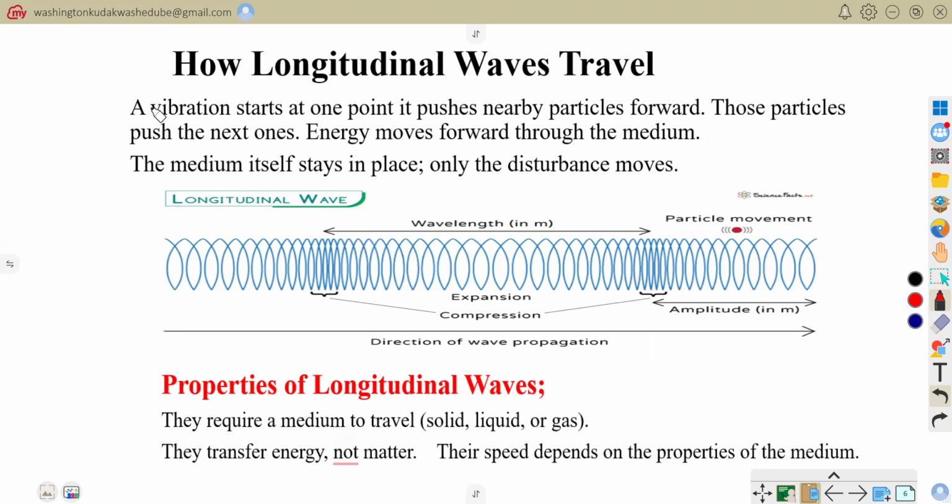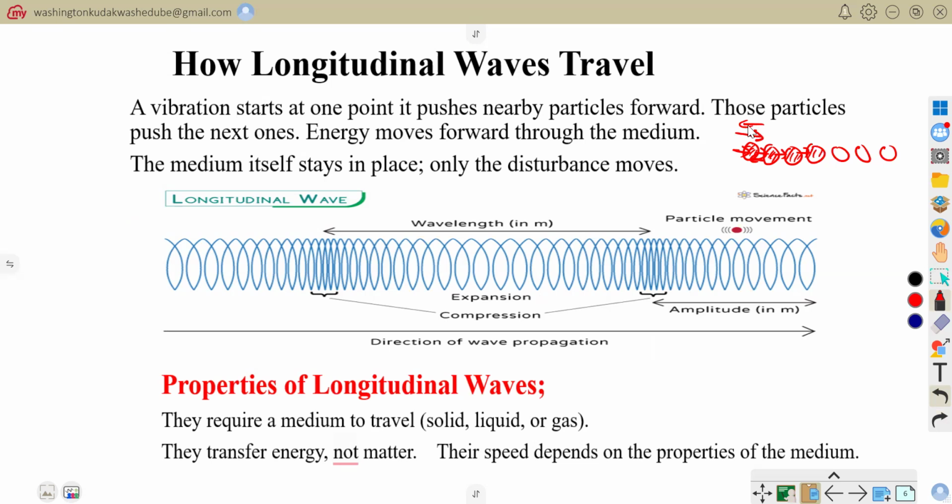So a vibration starts at one point and then it pushes nearby particles forward. Let's say, for example, these are particles of the medium. A vibration starts on this particle and then it pushes the next particle, and then the next particle also pushes the next particle as we go. However, this particle would also push back. So the first particle moves forward and then backward.